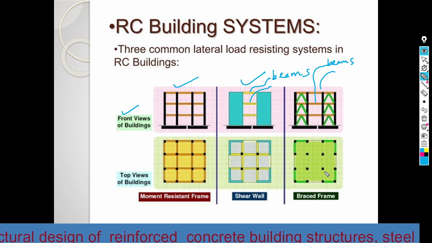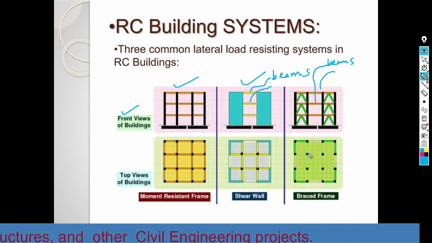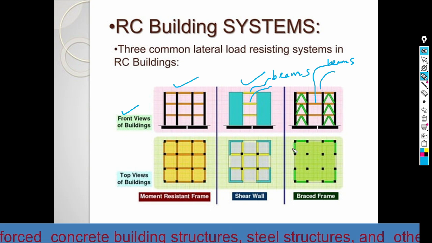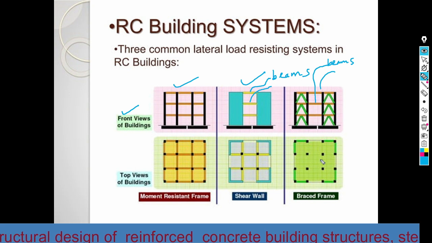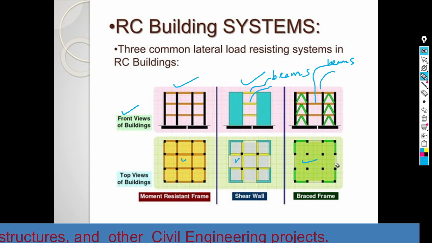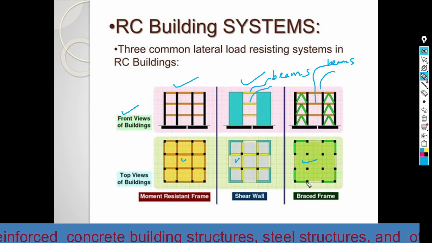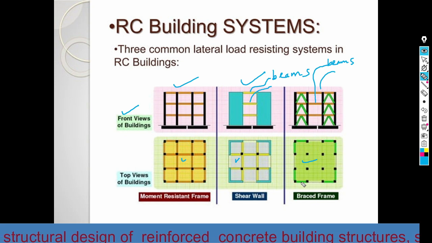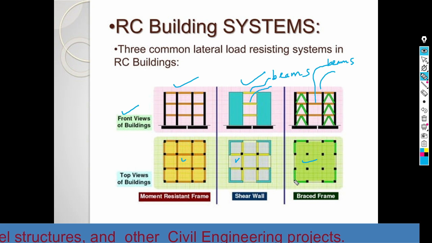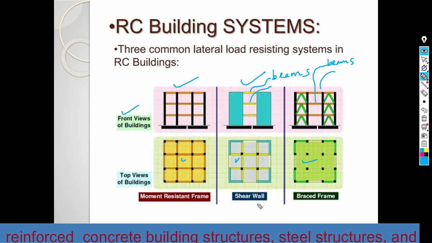And when we come to here, we have the column, and here we have the shear wall, and here we have the slab. In both cases we have slab here. So here we don't have, and also we have beam here. Here we have the beam which ties the columns.